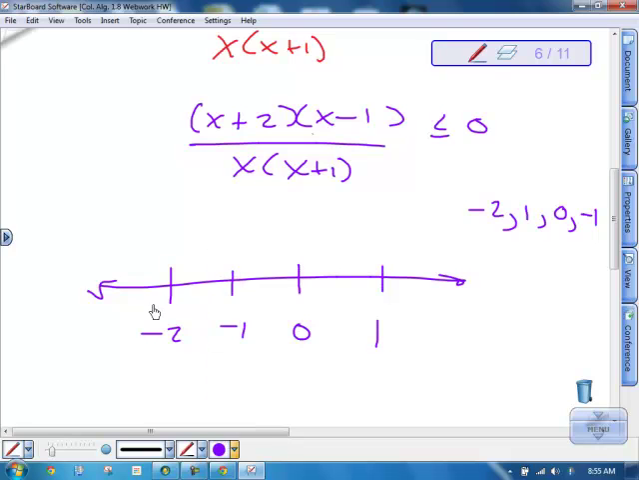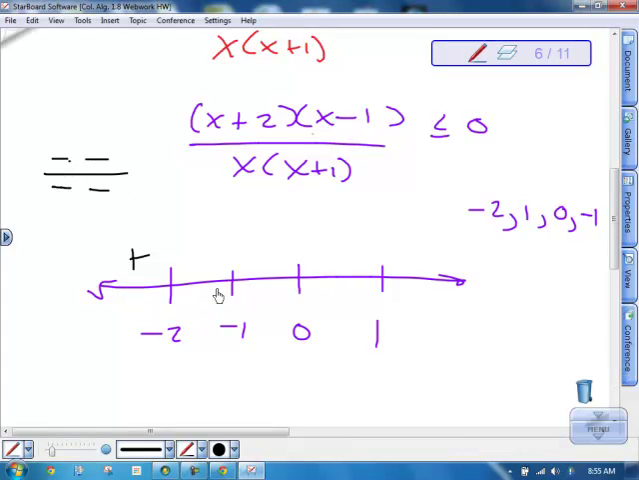Now I need to test to find out if it's positive or negative in these regions. So pick a number less than -2, like -3. -3 would give you a negative there, a negative in this quantity, a negative in the bottom here, and a negative there. So that would end up being positive because there's 4 negatives. Double negatives cancel.